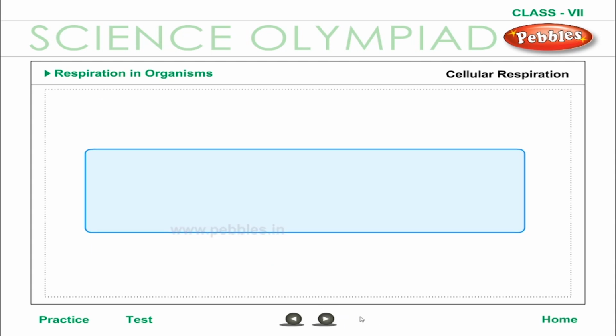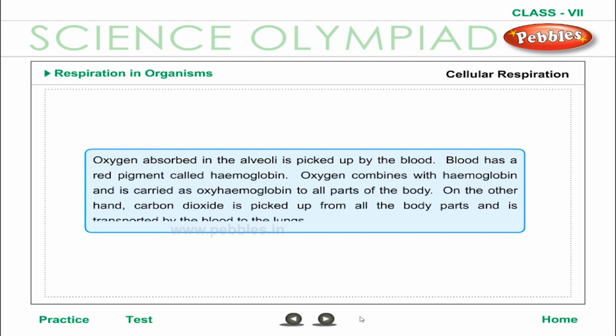Cellular respiration. Oxygen absorbed in the alveoli is picked up by the blood. Blood has a red pigment called hemoglobin. Oxygen combines with hemoglobin and is carried as oxyhemoglobin to all parts of the body. On the other hand, carbon dioxide is picked up from all the body parts and is transported by the blood to the lungs.